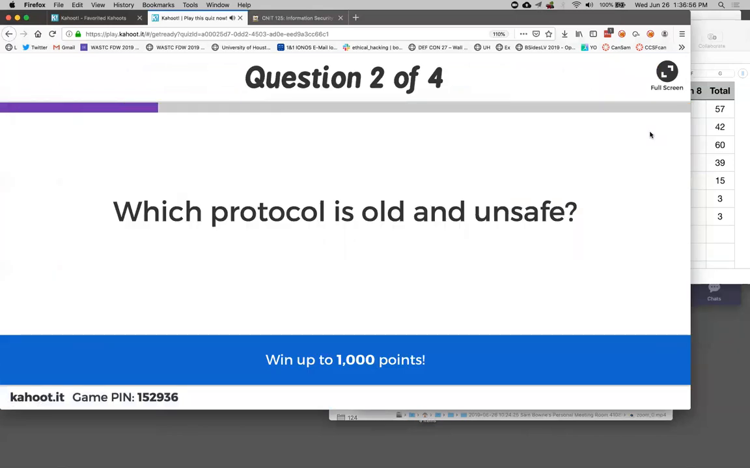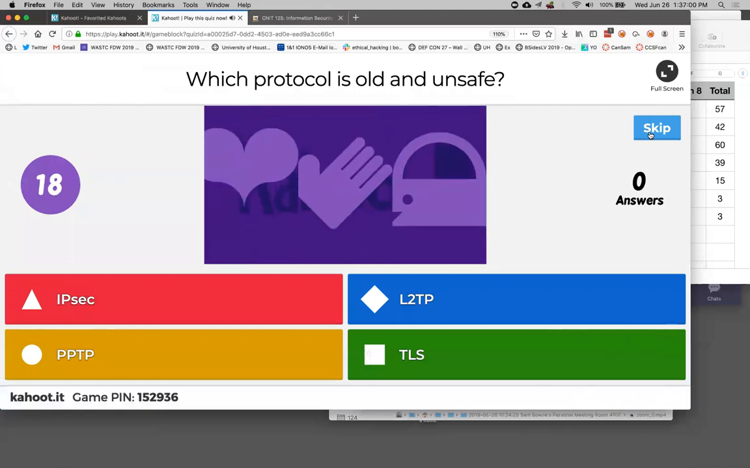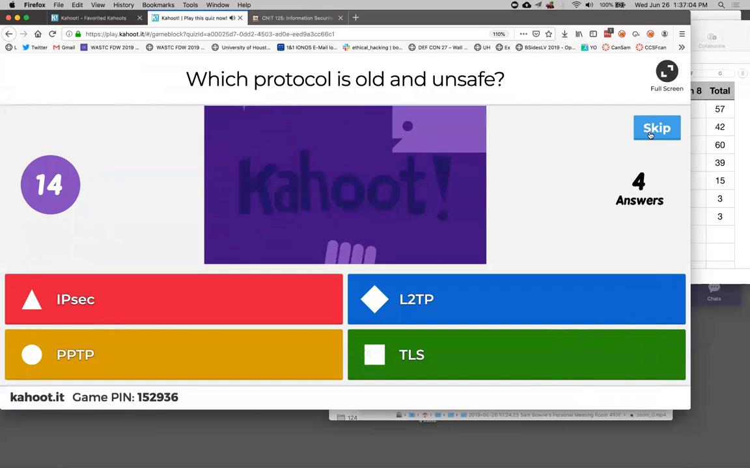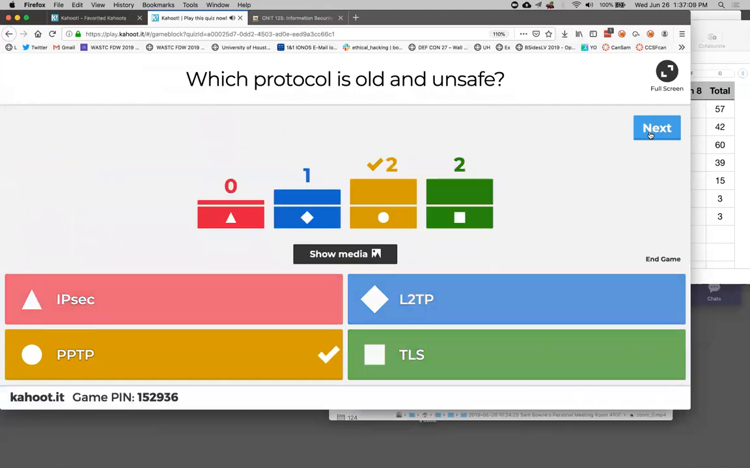Which one is old and unsafe? PPTP, the simplest protocol to set up. It's been broken long ago, so it's not considered good, but it is so easy to set up. Every Windows machine has it built in by default, so you can very easily set up a PPTP tunnel, but you should be aware it's not very secure. It's probably better than no encryption at all, like WEP, but it's not very good.